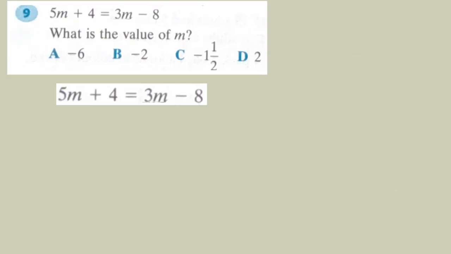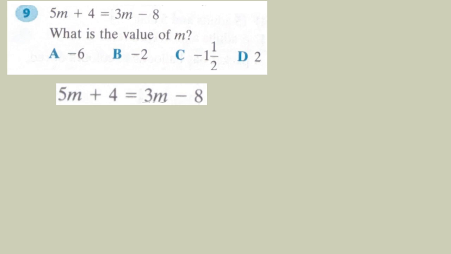In this question we have an equation and we need to find the value of m. There's a number of options. We could start inserting -6 into m and seeing if this equates -2 and -1.5 and 2, but preferably the best way to do that is to solve for m by rearranging the equation.